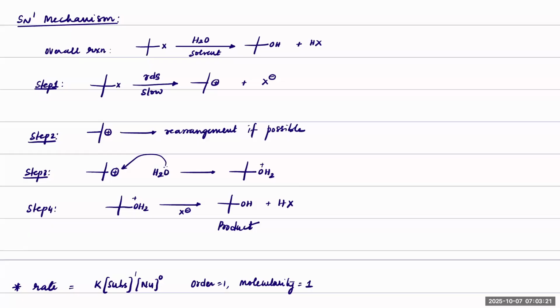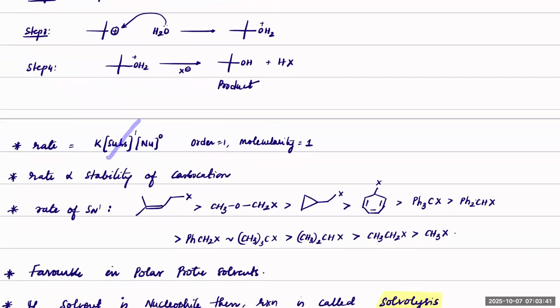Coming to SN1, it is a two-step reaction, where you have first a carbocation formation. So you can see in step 1, a carbocation is formed, and the carbocation may get rearranged if there is a possibility. Then the nucleophile will attack, and thereafter maybe deprotonation, and finally it forms a product. Rate is directly proportional to the substrate, and nucleophilic strength is not the objective here. So order of the reaction is 1, molecularity is 1.